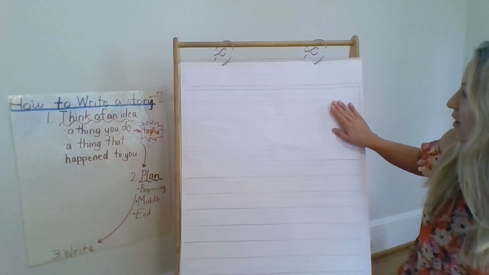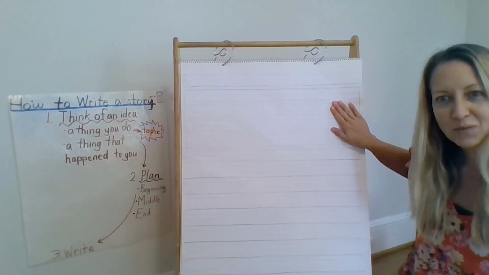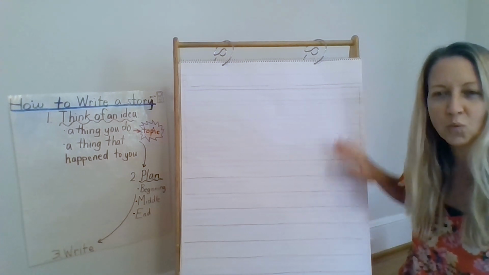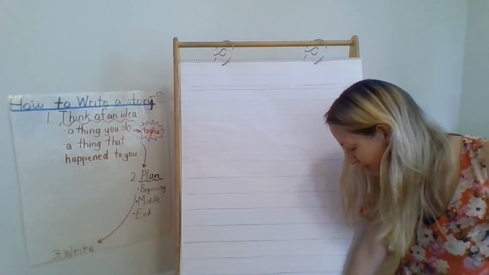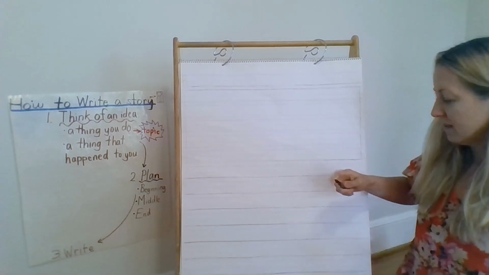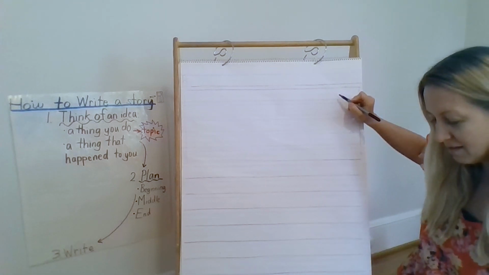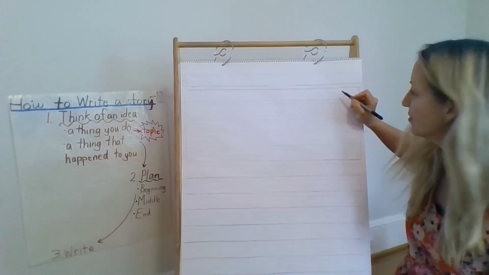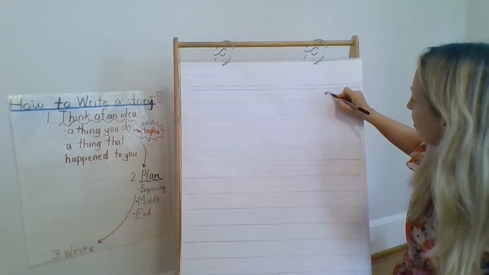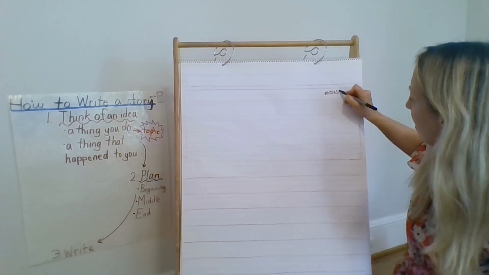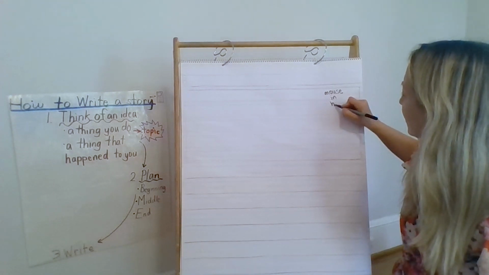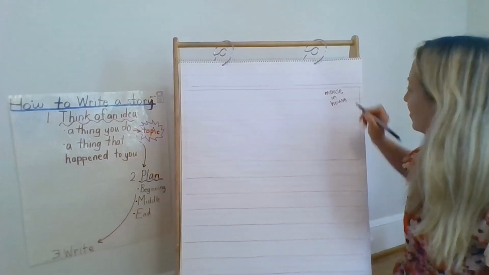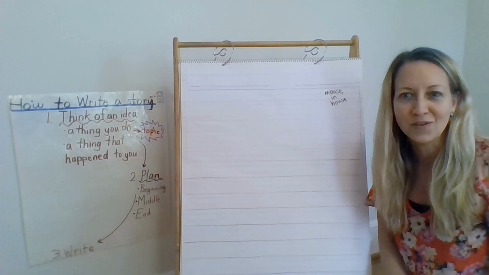Another thing that might help me remember my story would be to jot down some words that might help me remember what happened. First, there was a mouse in my house. So I'm just going to write this right into my sloppy copy illustration area. Mouse in house. And that might help me think of the beginning.